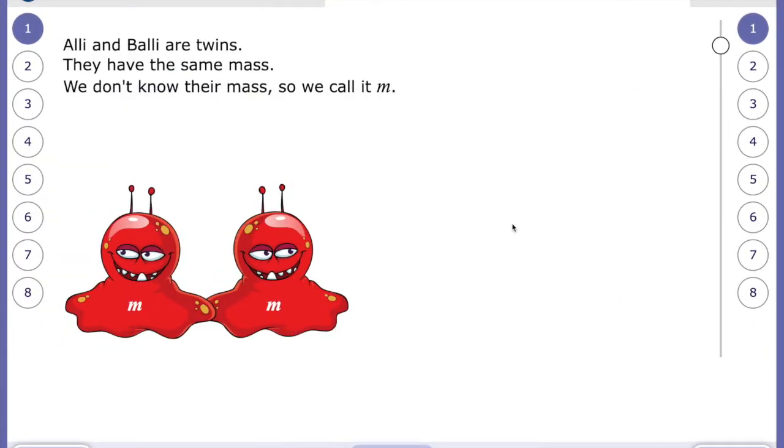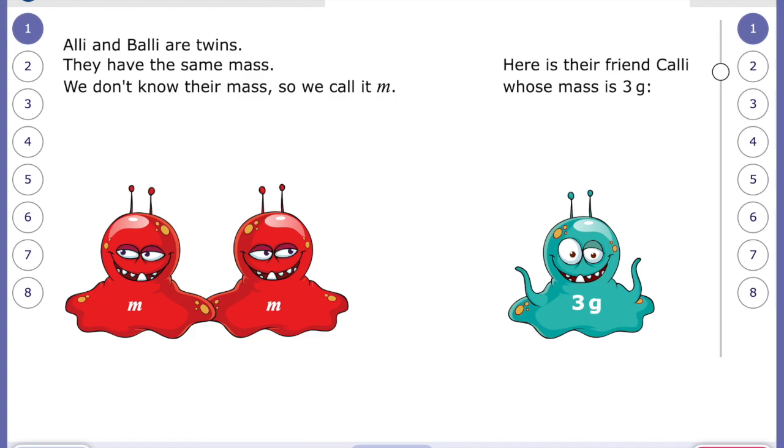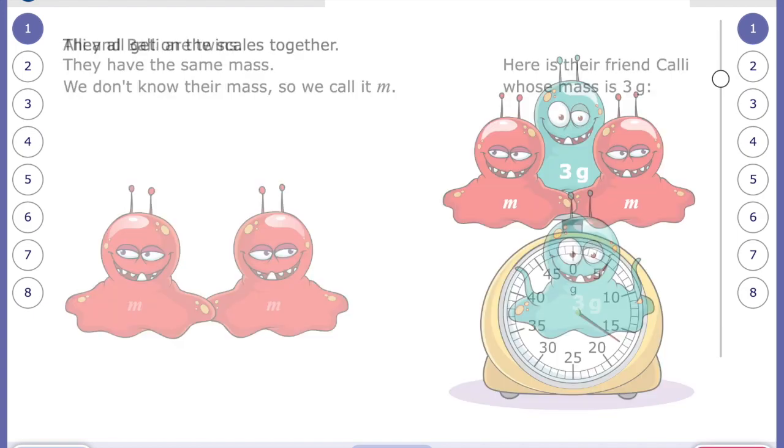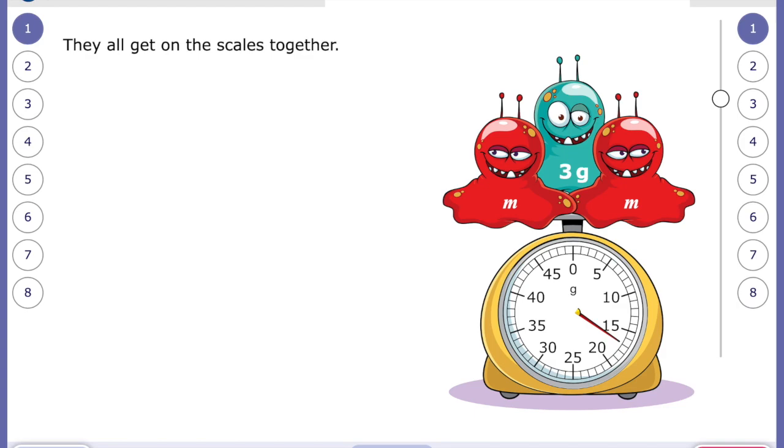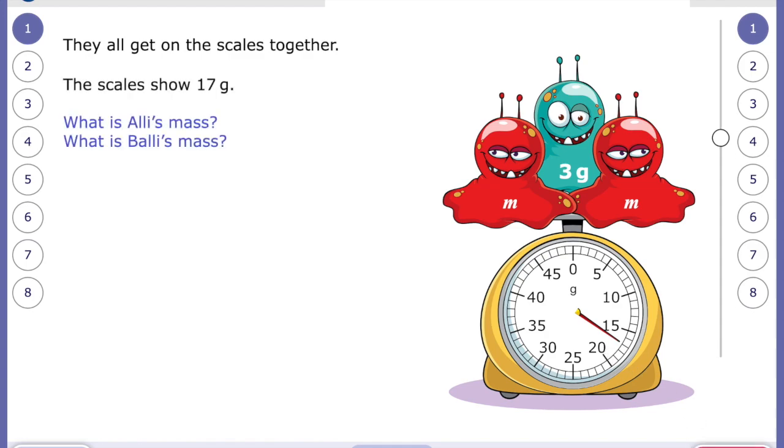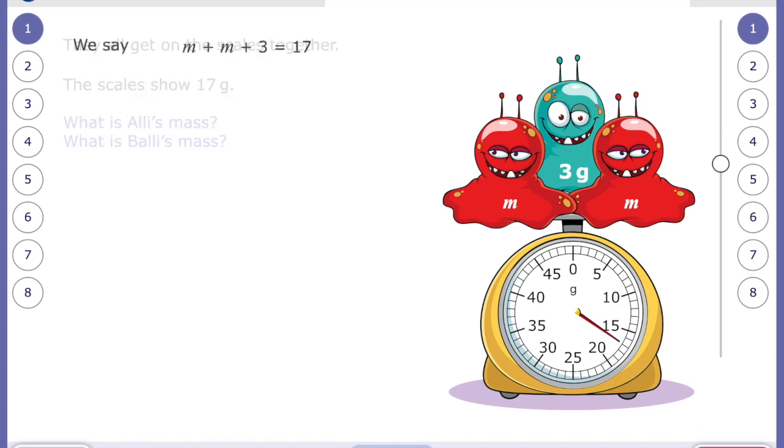We're twins, and they have the same mass, and we represent mass using the letter M in this equation. And they've got their friend, her name is Callie, and her mass is 3 grams. When they jump on the scales, we can see that all three of them together weigh 17 grams. You can see that down here. So what is Ali's mass and Bally's mass?